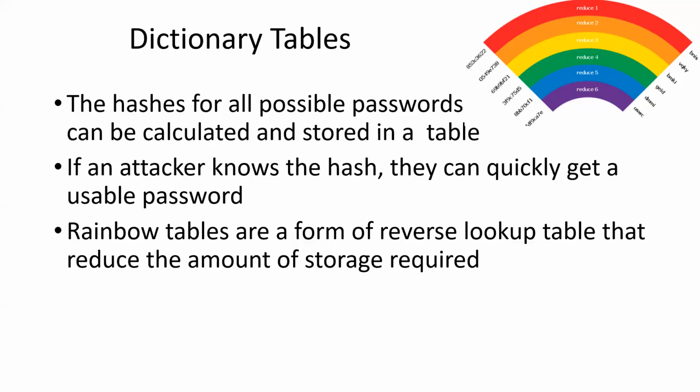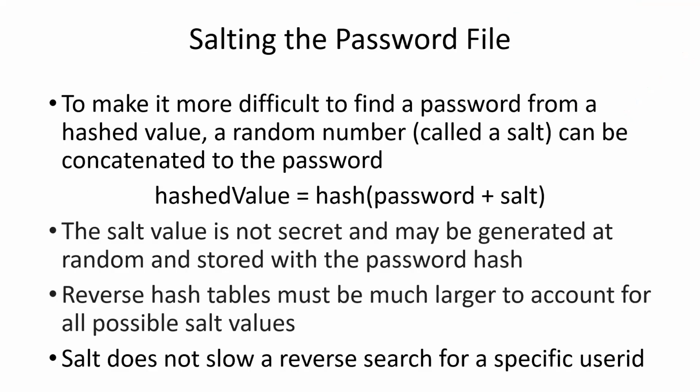Now, this file can become very large. I've got a table in a minute, I'll tell you how large it is, but it becomes very, very large. There are ways of making it smaller. Rainbow tables are a technique for making the file smaller. You look up information, and then once you find information, you have to do some calculations to find the right value. It's explained in detail in the textbook.